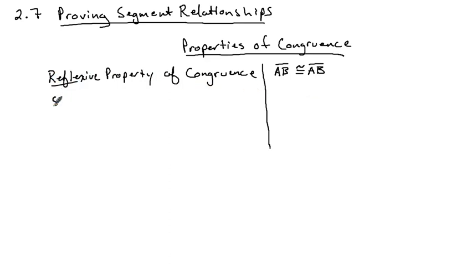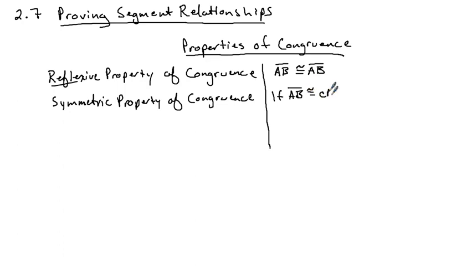Okay, our next property is our symmetric property of congruence. And it says that if segment AB is congruent to segment CD, then segment CD is congruent to segment AB. It's just basically saying that you can flip the order of things. So remember, symmetric is the one where they flip. Reflexive is where they're exactly the same thing on both sides.